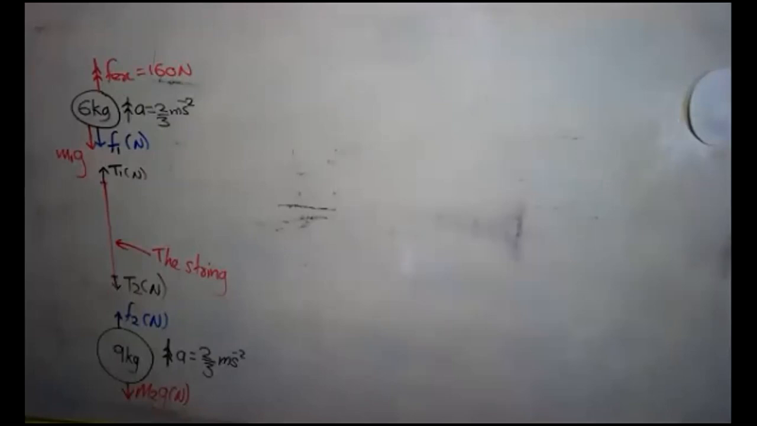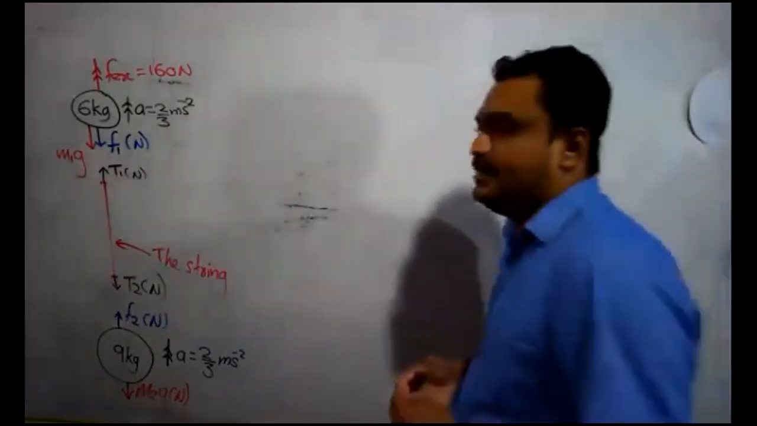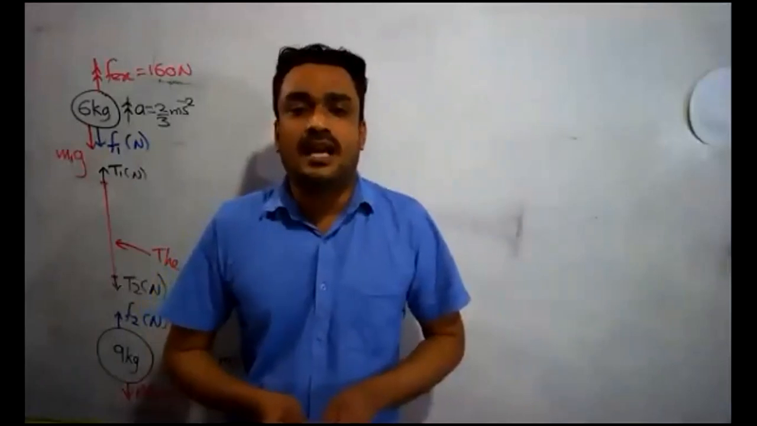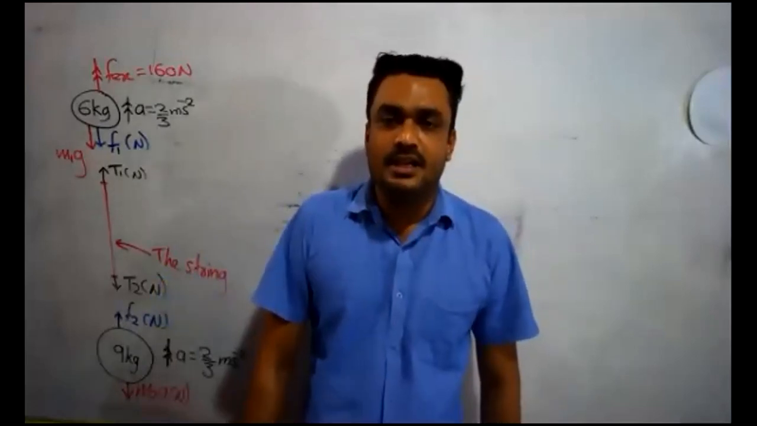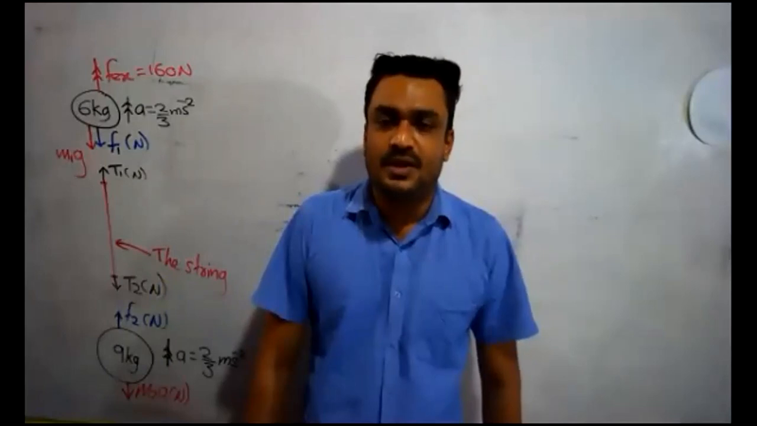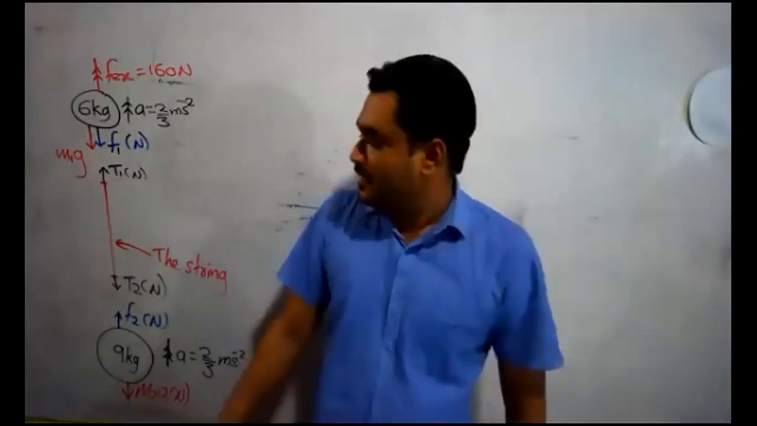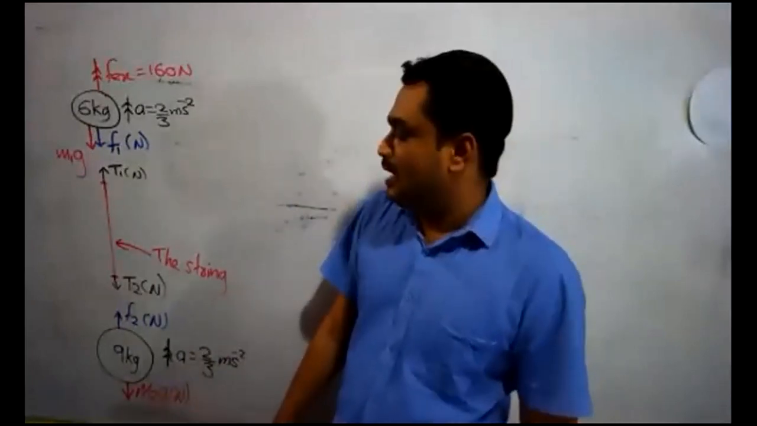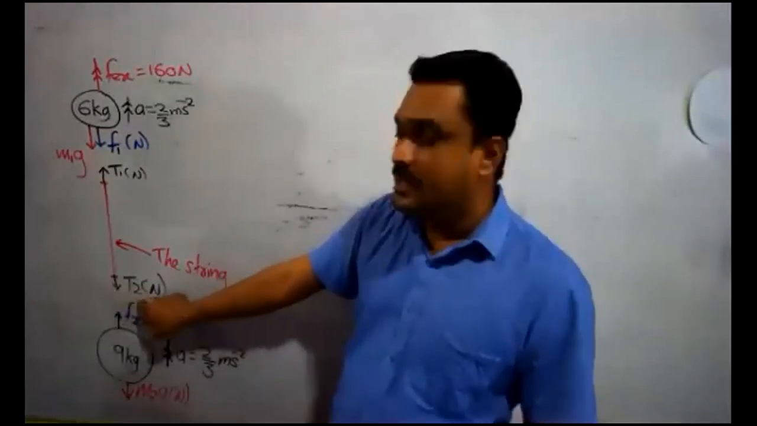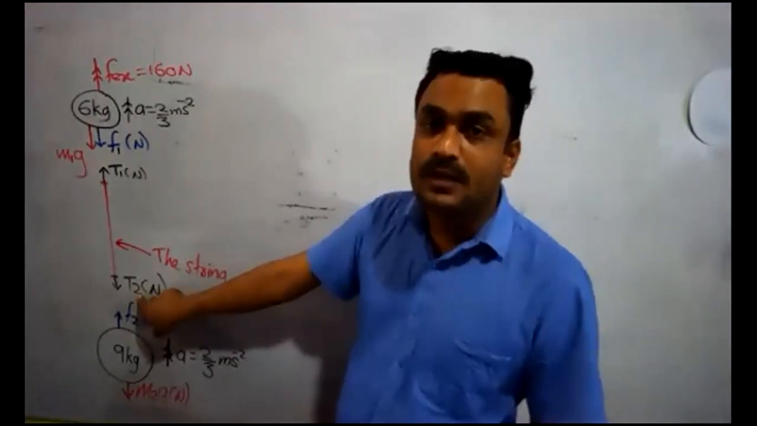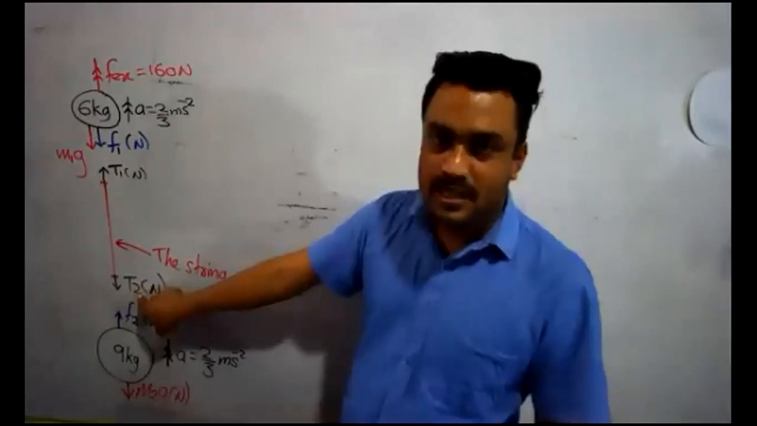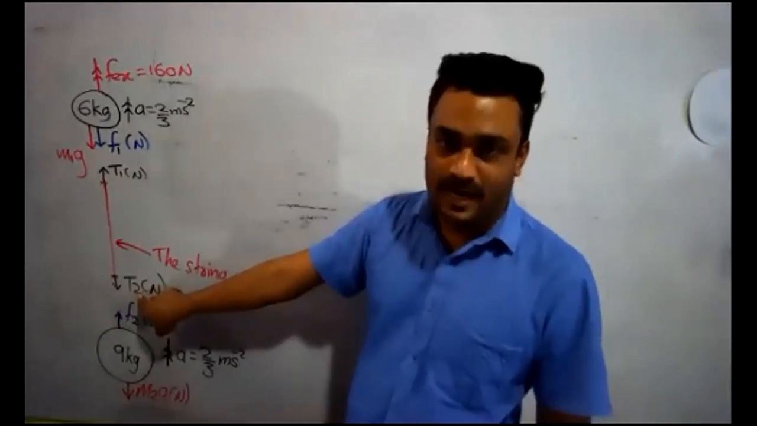According to Newton's third law of motion, the 9 kg object gives equal and opposite reaction force to the string. Equal and opposite force to the string. That reaction force is marked as capital T2 on the string.